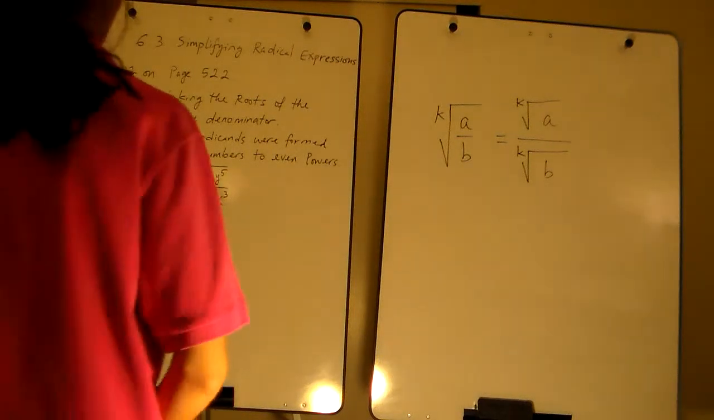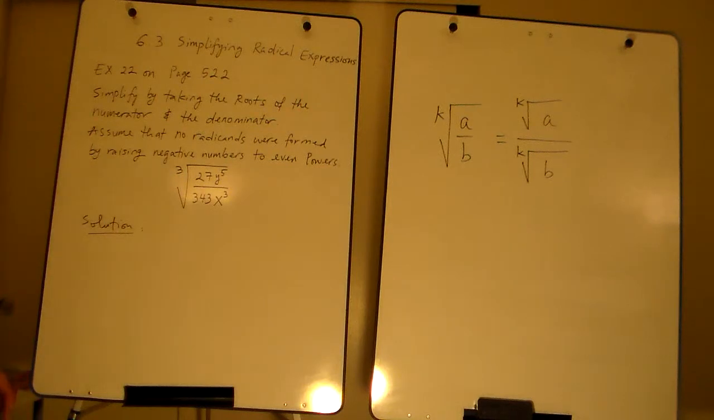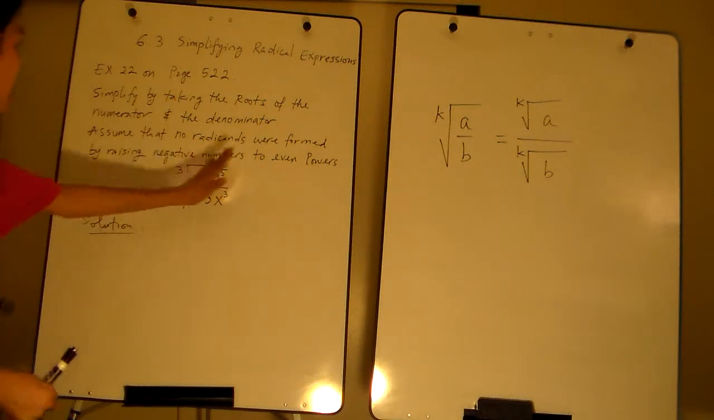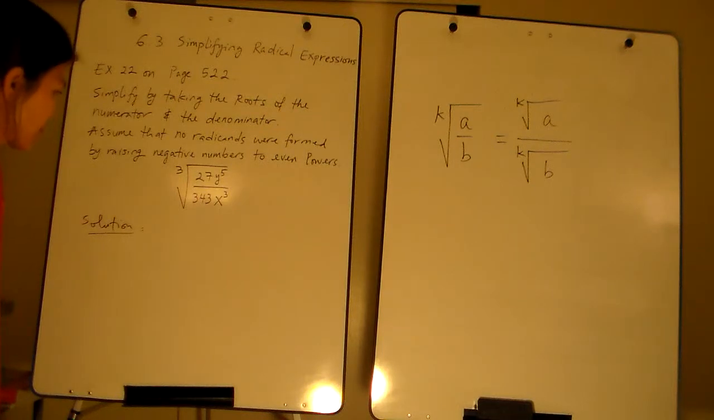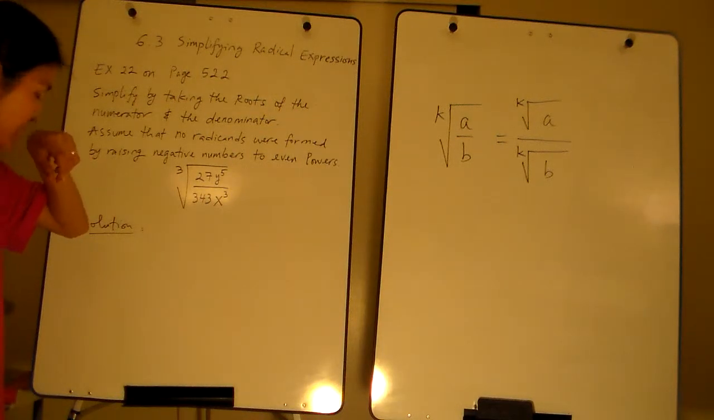Example 22 on page 522: simplify by taking the roots of the numerator and the denominator. Assume that no radicands were formed by raising negative numbers to even powers. So this second statement implies that if we have even k roots, the radicand is still positive. Assume that the radicand is positive. That means we'll have a real number value as an answer.